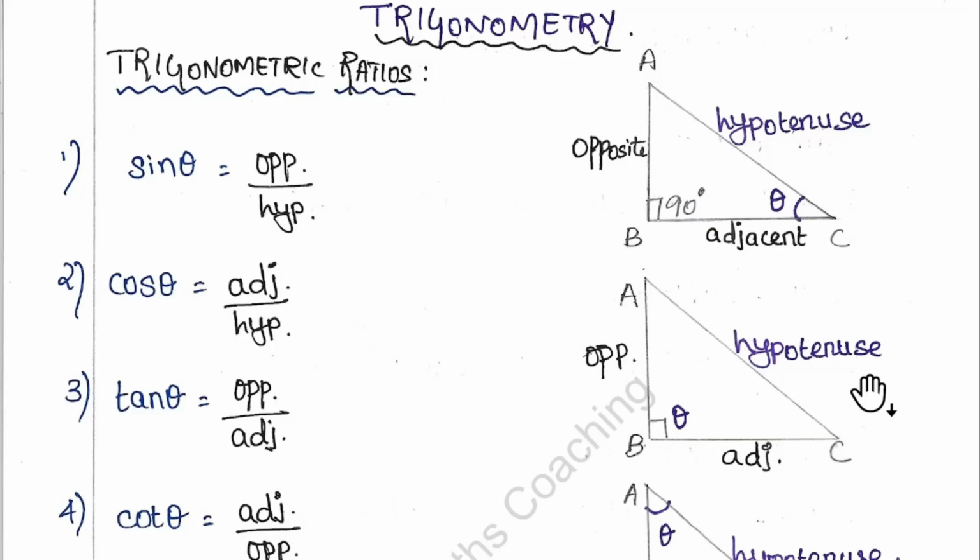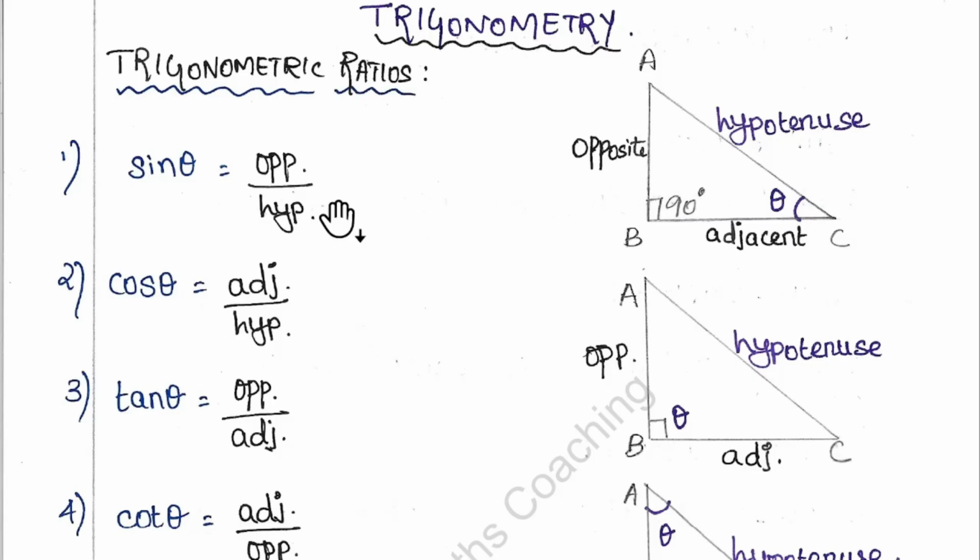Today we are going to start with the concepts of trigonometry. In trigonometry, we only use the right angled triangle, which is a 90-degree triangle. We have 6 trigonometric ratios in this topic, which we call sin theta, cos theta, tan theta, cot theta, secant theta and cosecant theta. These are the 6 ratios in trigonometry.